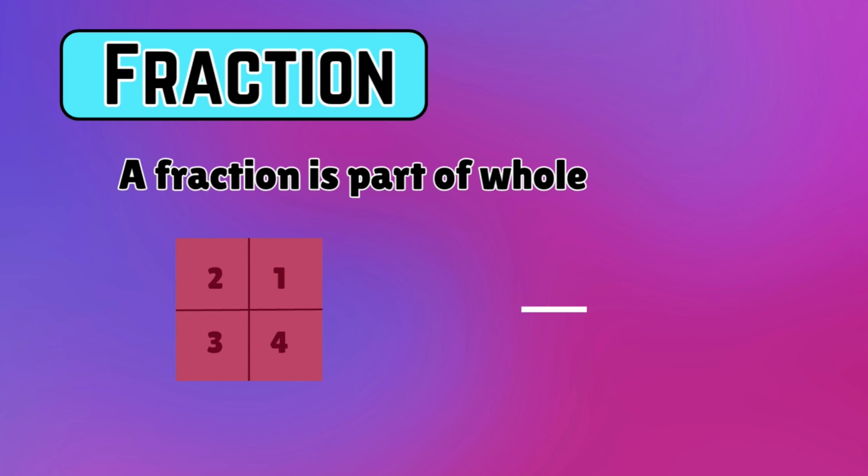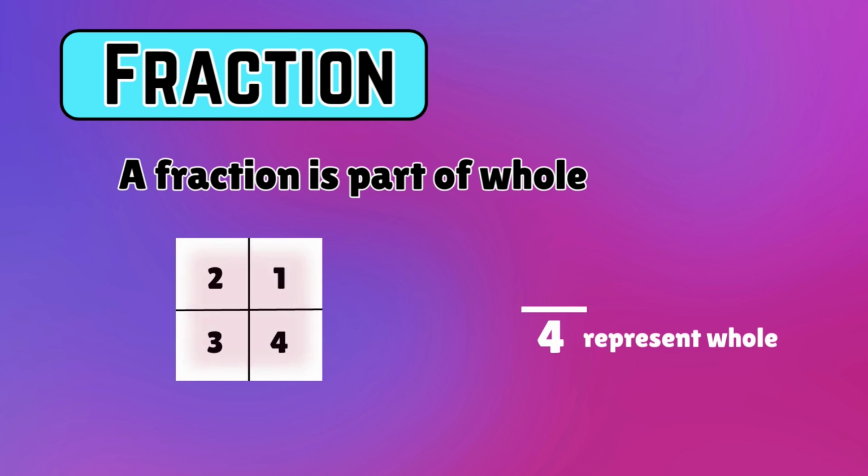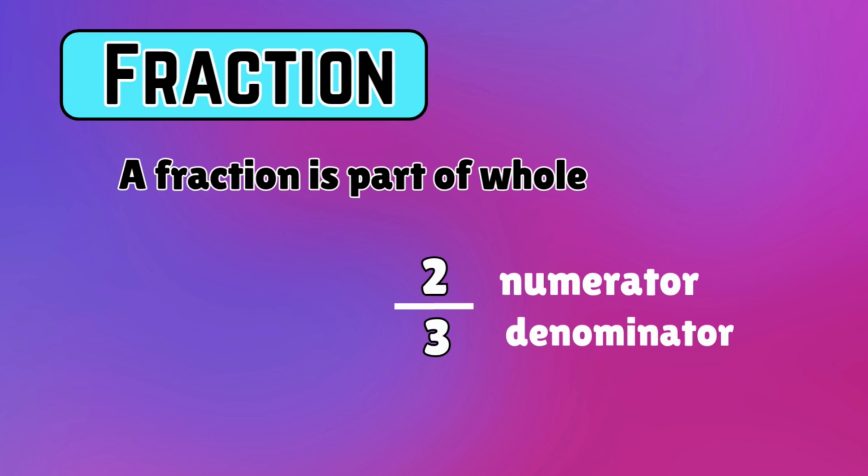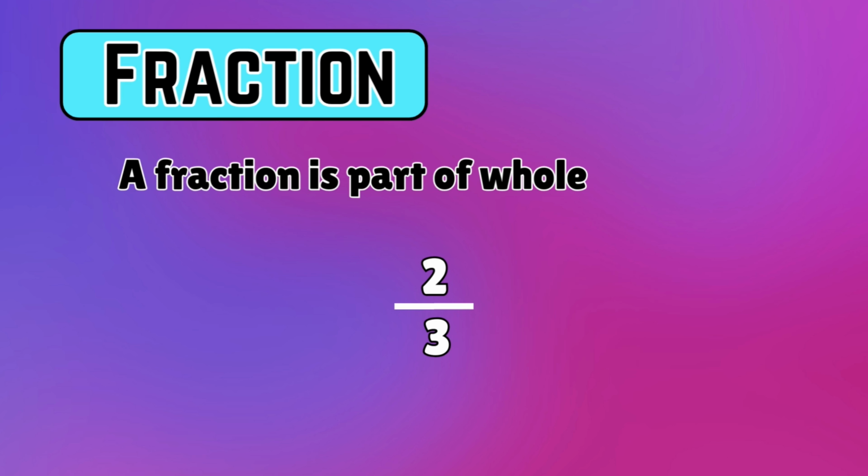Write the total number of squares at the bottom, which represents the whole, and if you want to take one part of the whole, then we can write 1 on top, representing a part. If we want to take 2 parts of the whole square, then we can write 2 by 4. The upper part of a fraction is known as the numerator and the bottom part is called the denominator. We can multiply or divide a fraction as long as we are multiplying or dividing both the numerator and denominator.